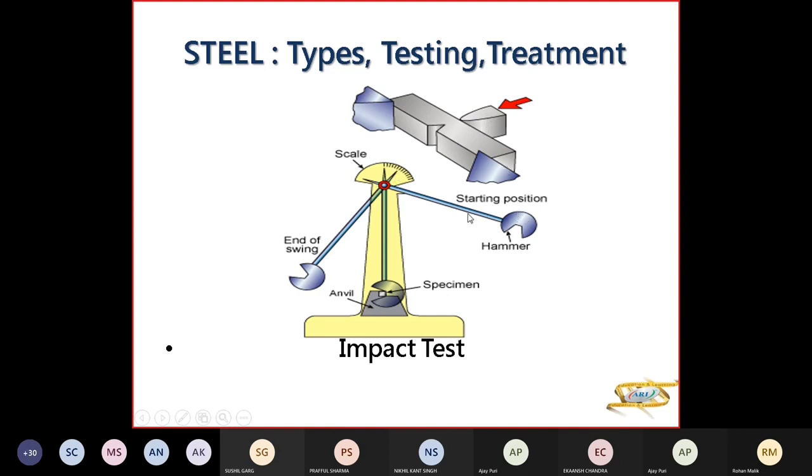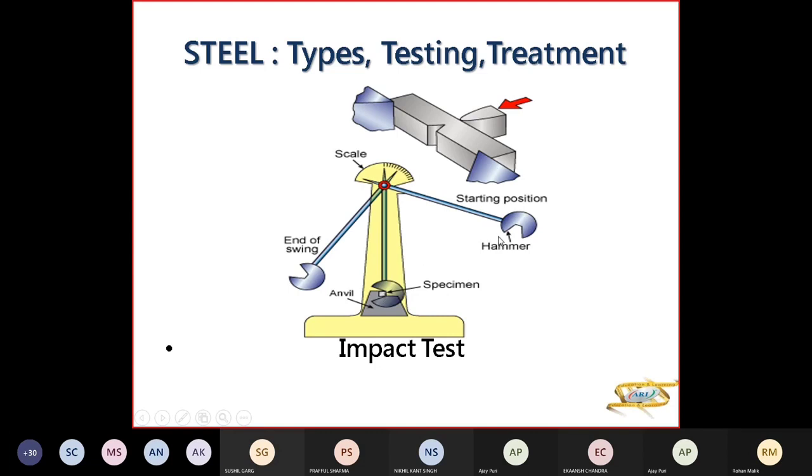You are creating potential energy by increasing the height, because potential energy is mgh, where m is your mass, g is acceleration due to gravity, and h is the height at which it is placed. Then suddenly it is released. The hammer is going to hit here and roll over and come to the other side. You will not understand from this diagram how it rolls over, just make the diagram accordingly. It hits and goes across. It will not take the specimen along. The specimen is already fitted here.